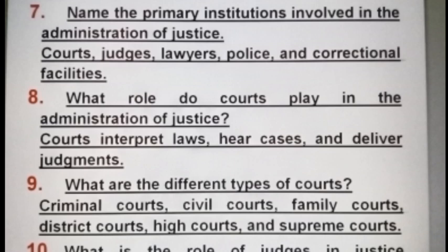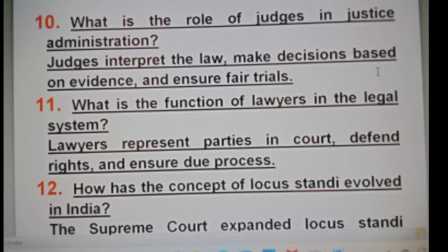What is the role of judges in the administration of justice? Judges interpret the law, make decisions based on evidence, and ensure fair trials. What is the function of lawyers in the legal system? Lawyers represent the parties in court, defend their rights, and ensure due process.